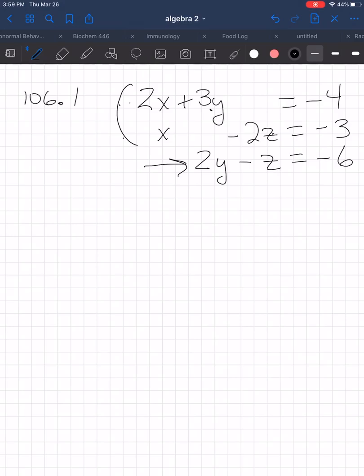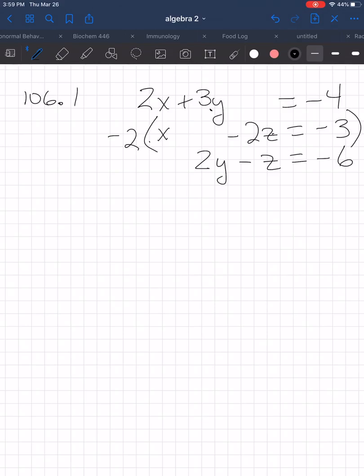There's no rule that says I have to work with the first two or the second two. I could work with the outside ones. I can get rid of one variable any way I want to. So let's see, what would be the best way to do this? I think it would just be easier to multiply this one by a negative 2.